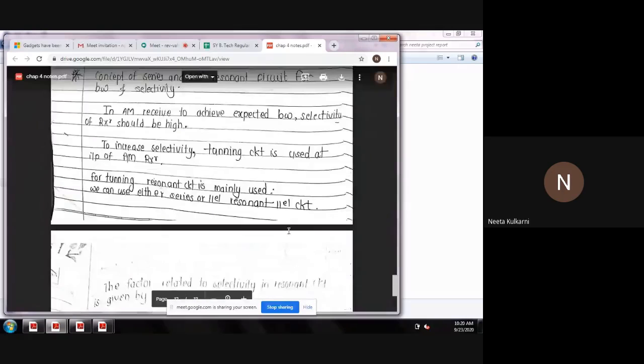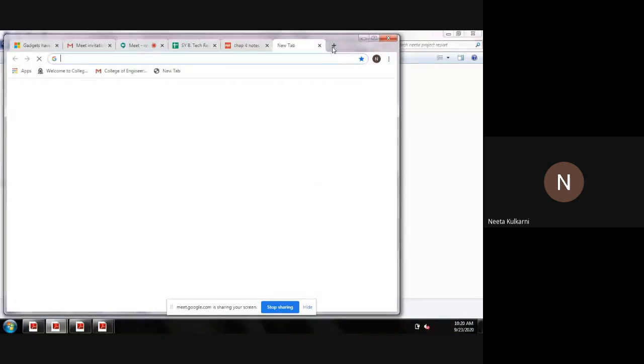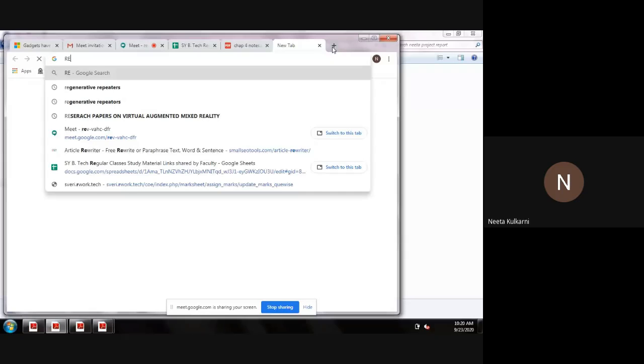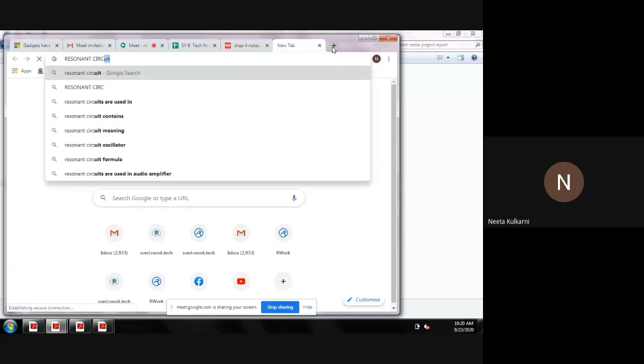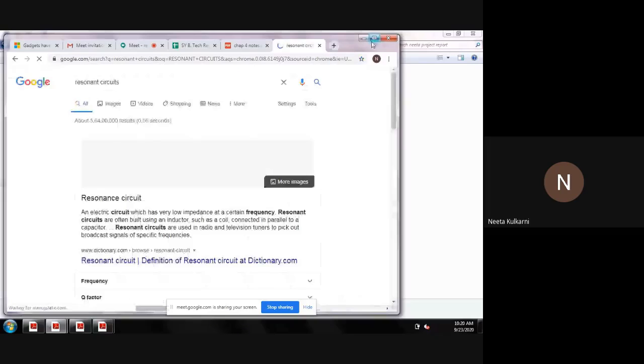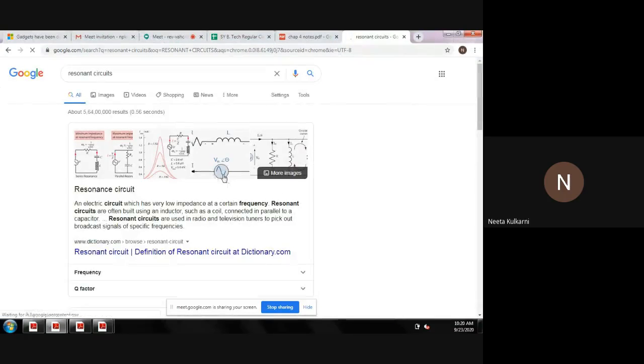Okay, so I will just show you some diagrams for these resonance circuits, resonant circuits which are used for the tuning purpose at the receiver.